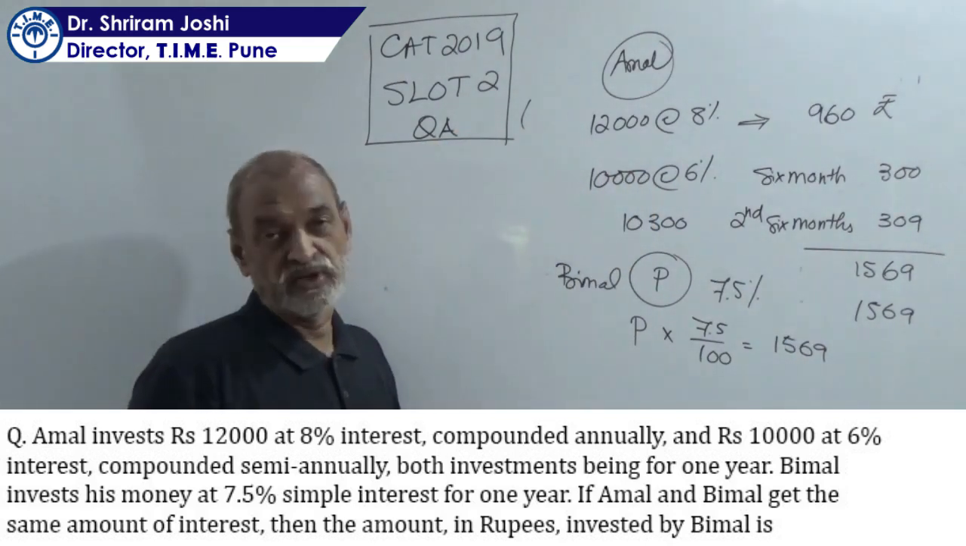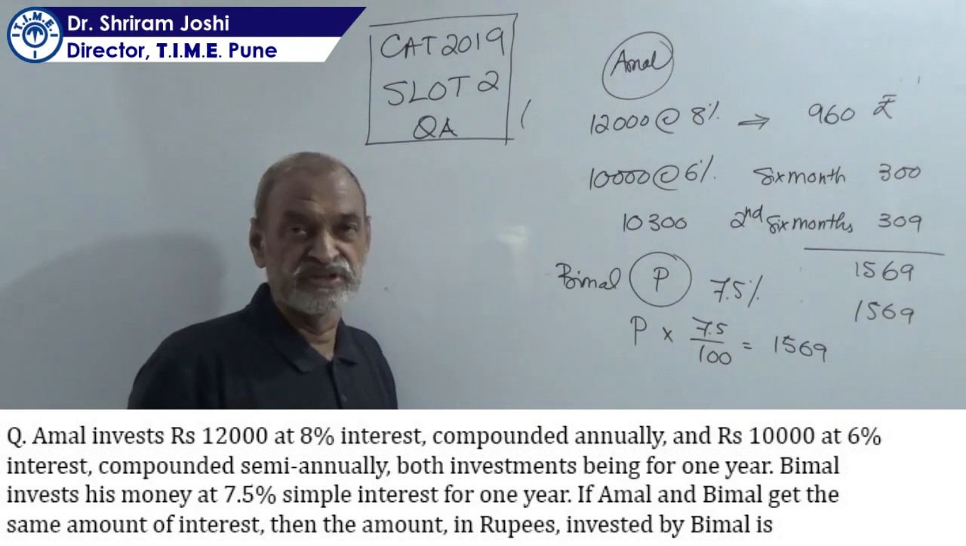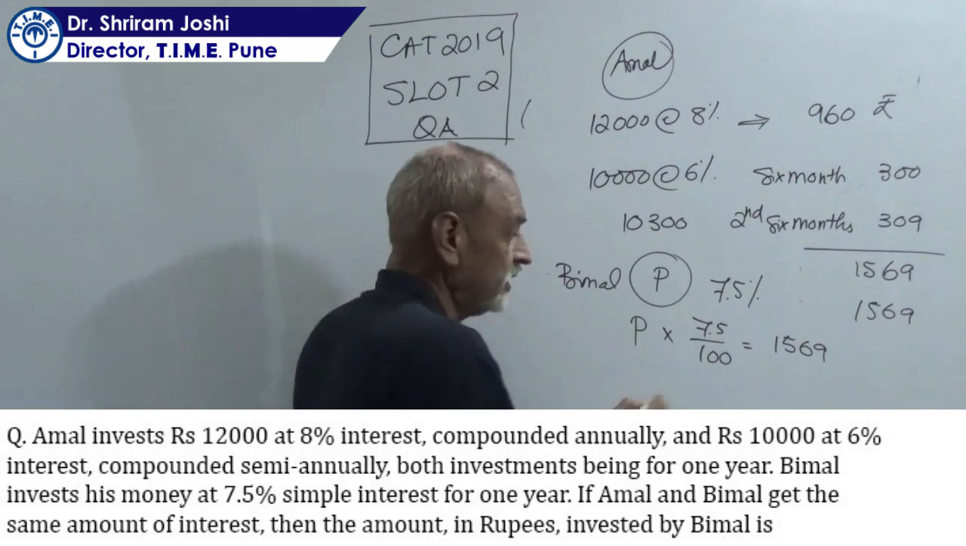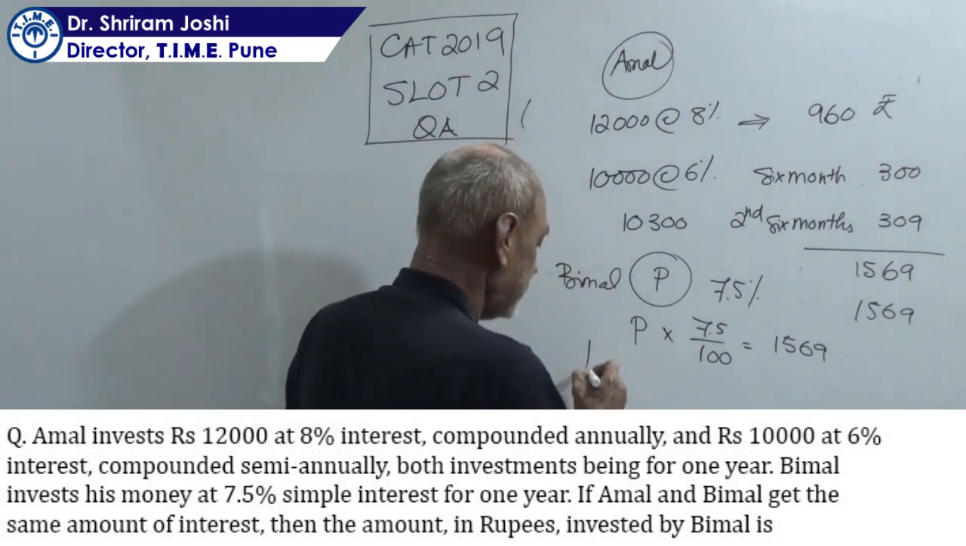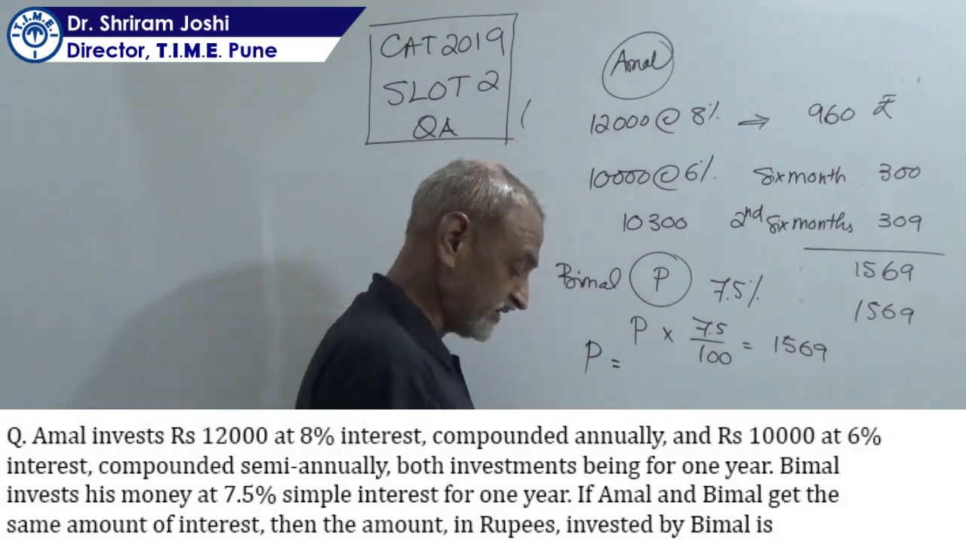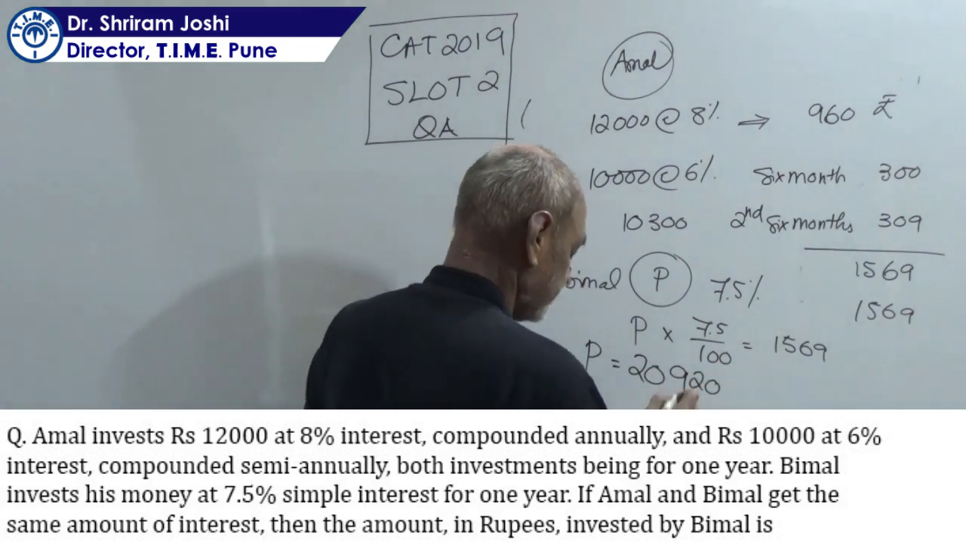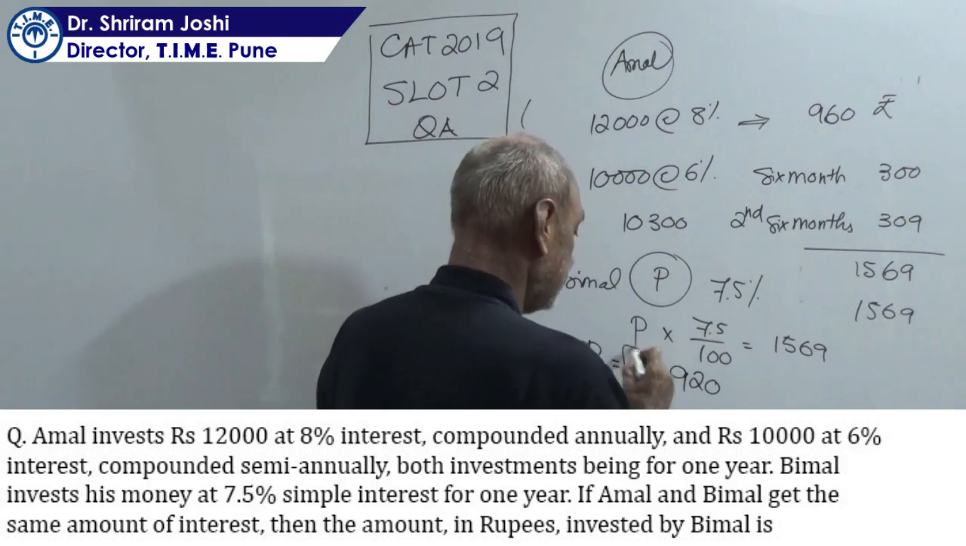1569. Use the calculator, please. Don't try to do this in your head or by hand. Little complicated. And so this P will then turn out to be exactly 20,920. So this was a theta question.